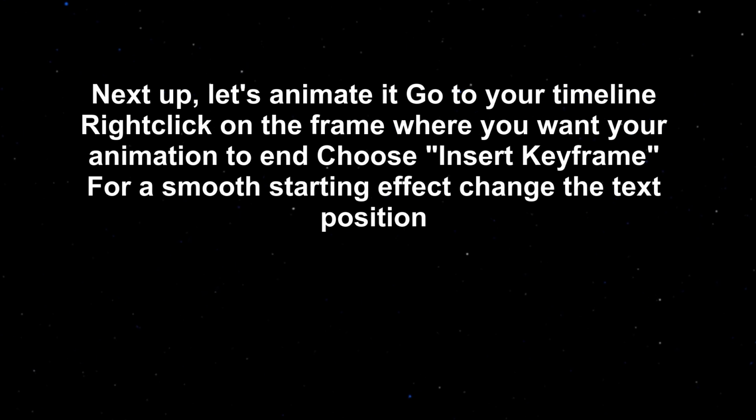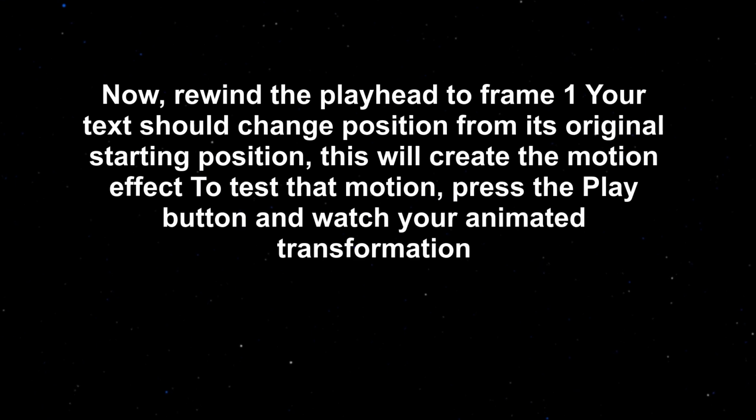Next up, let's animate it. Go to your timeline, right-click on the frame where you want your animation to end. Choose Insert Keyframe for a smooth starting effect. Change the text position. Now, rewind the playhead to frame 1. Your text should change position from its original starting position. This will create the motion effect.